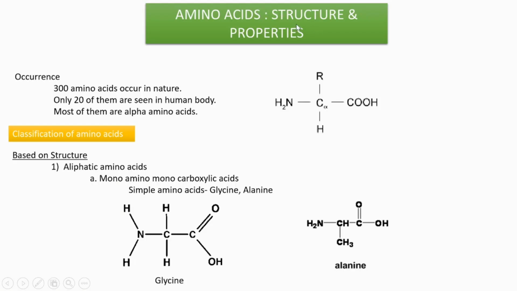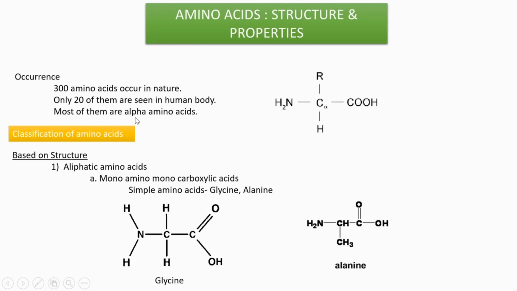Morning students, today we are going to start the next chapter, that is amino acids, its structure and properties. First is occurrence. In nature, 300 amino acids exist, but in our body, only 20 amino acids are present. And using these 20 amino acids, the body is synthesizing different types of proteins, including enzymes, that are doing many vital functions in our body. And one more thing, most of the amino acids are all alpha.